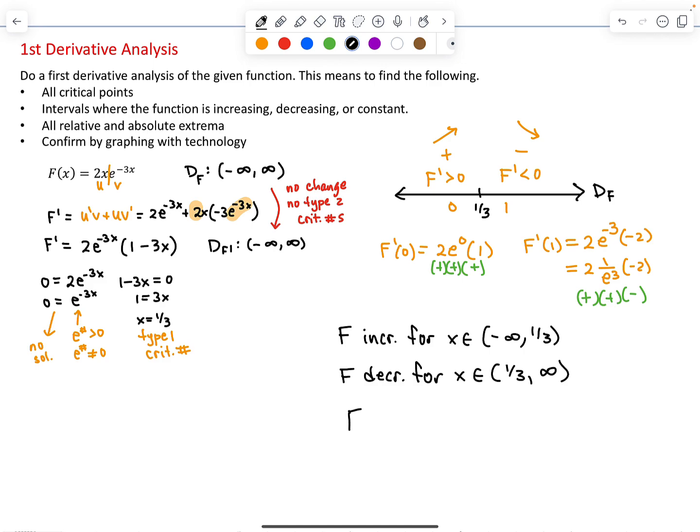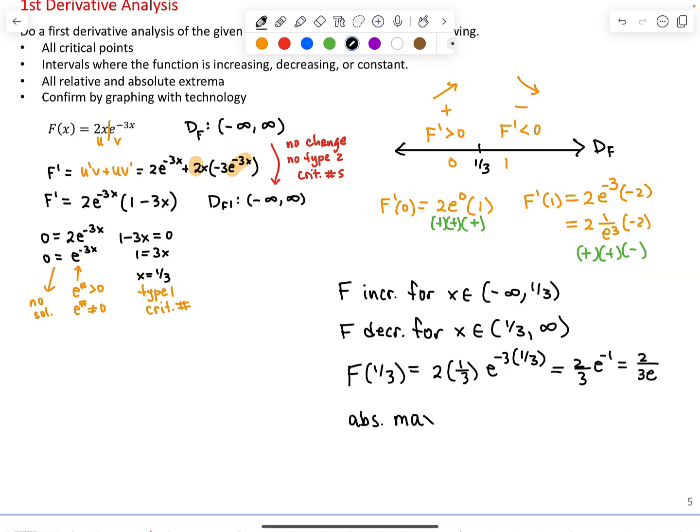Let's figure out the y coordinate. Plug 1/3 into the original function. So you have 2 times 1/3 times e raised to the negative 3 times 1/3. That gives me 2/3 e to the minus 1, or you can write this as 2 over 3e. So we have an absolute max, or you can call this a global max, at the point 1/3 comma 2 over 3e. Let's confirm with technology.